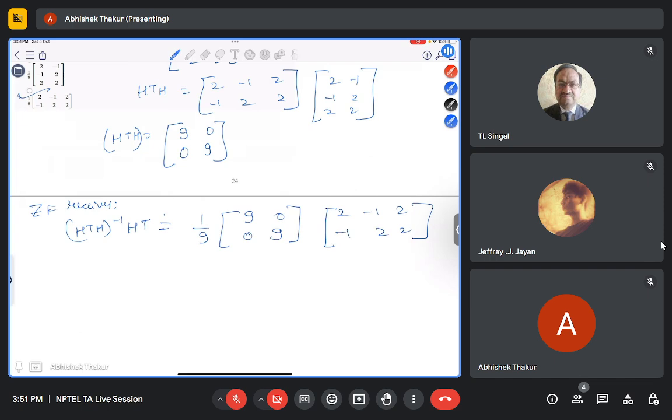So when we multiply this, we will get 18, then we will get minus 9 and 18. So it is 2 cross 2 into 2 cross 3, so it will become a 2 cross 3 matrix only. Then it will become minus 9, 18 and 18.